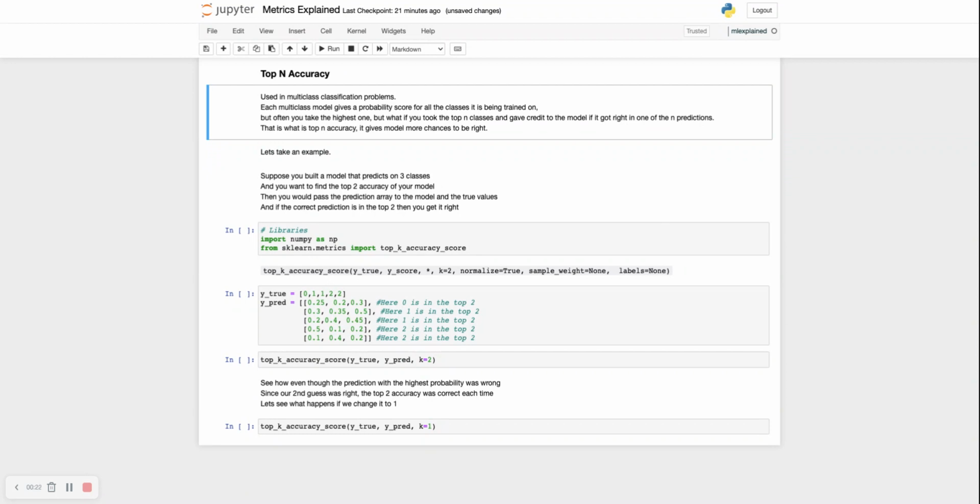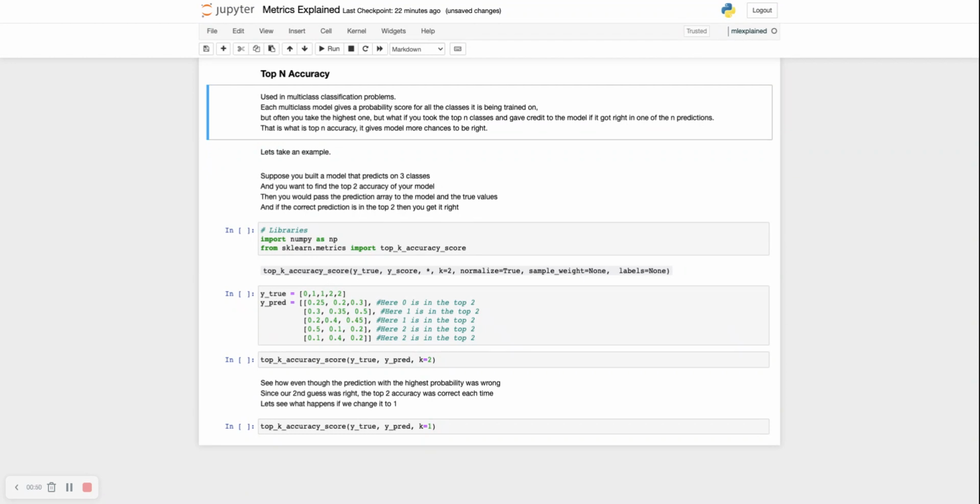Each multi-class model gives a probability score for all the classes that it is trained on. So it gives an array, and usually you just take the one with the highest probability, right? But what if you took the top n with the highest probability and you wanted to know whether your right answer was within the top three or top four predictions of your model? Say you had 10 classes and you wanted to know whether the correct answer was in the top three predictions of your model. That's where top n accuracy comes in.